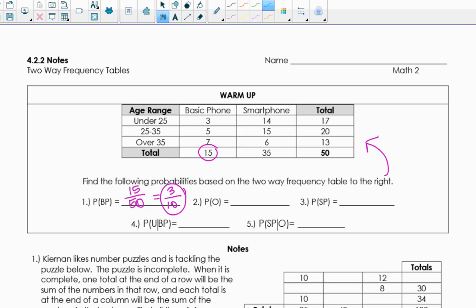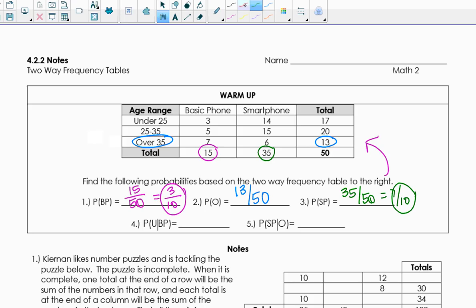The probability of being over 35, okay, that's the O, is 13 out of 50, and obviously you cannot reduce that, so that's your answer. The probability of a smartphone is 35 out of 50, which reduces to 7 over 10, or 70%. Oops, that was a bad circle, but you get it.